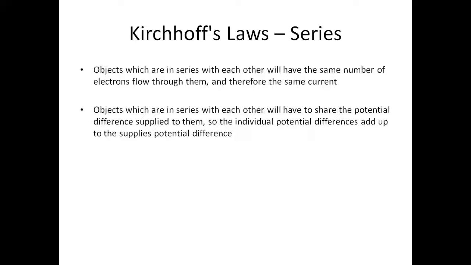So if we were to take a look at a circuit in series, or loads that are in series, what we know is that loads that are in series will all have the same current. This is because current is a measure of the charge per unit time, or number of electrons per unit time, and there's only one path for all the electrons to go through, so they'll go through each of the loads. Therefore, when loads are in series with each other, they have the same current.